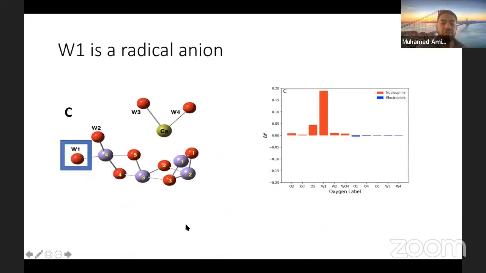All the structures that were proposed to have a radical anion in W1, of course, you see very clearly here that it's very nucleophilic. You remove the proton from W1. That's why you see it's very reactive.